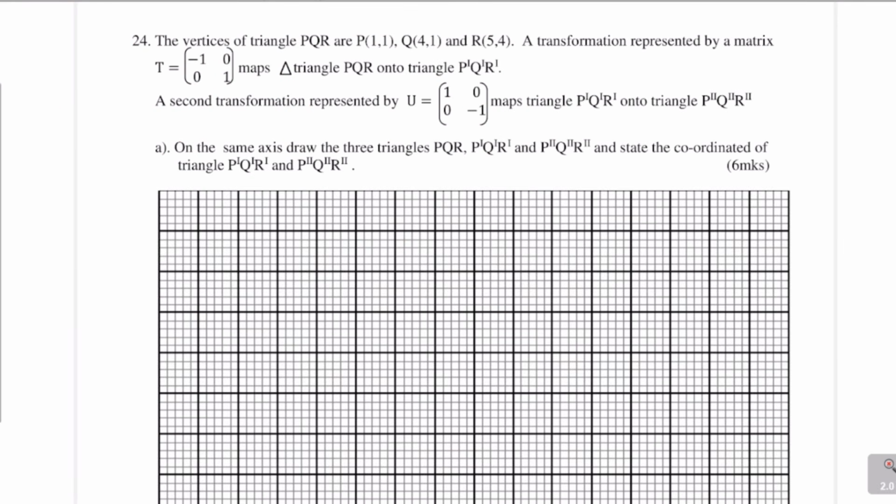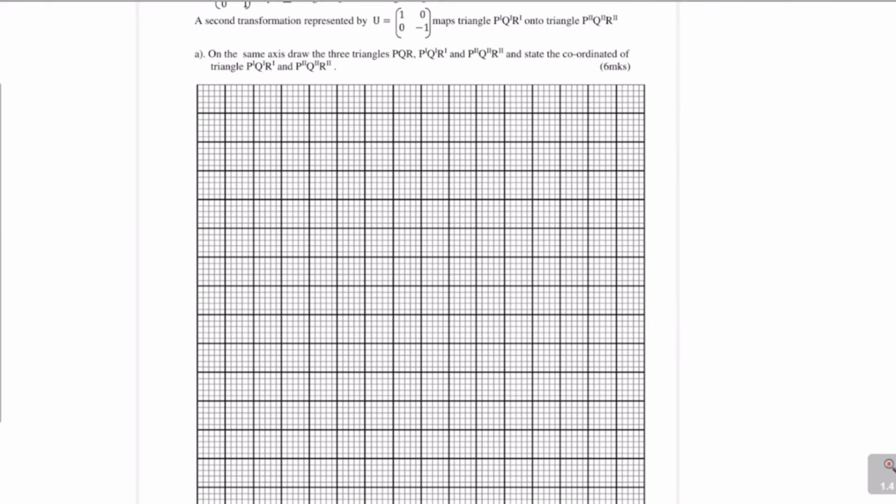So now we need to plot the three. Let's go to the graph and plot these.